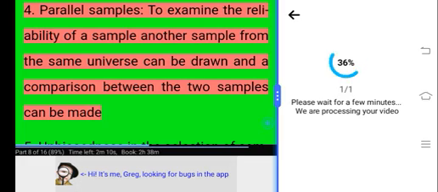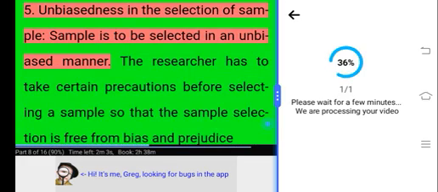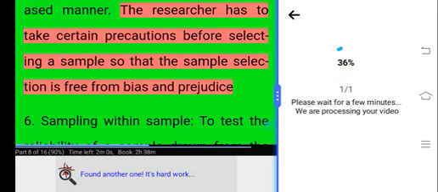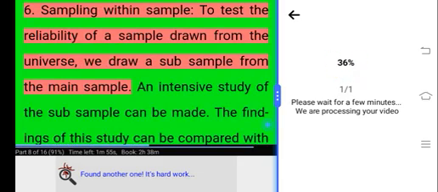4. Parallel sample. To examine the reliability of a sample, another sample from the same universe can be drawn and a comparison between the two samples can be made. 5. Unbiasedness in the selection of sample. The sample is to be selected in an unbiased manner. The researcher has to take certain precautions before selecting a sample so that the sample selection is free from bias and prejudice.